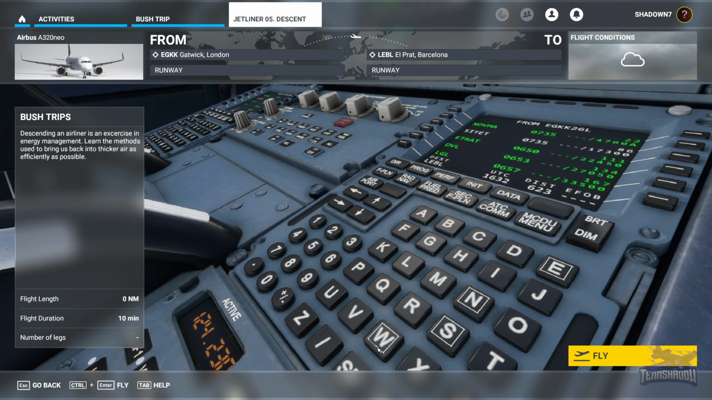Today we are in lesson 5 of the FS Academy Jetliner training series. This lesson is about the descent, so let's get going.